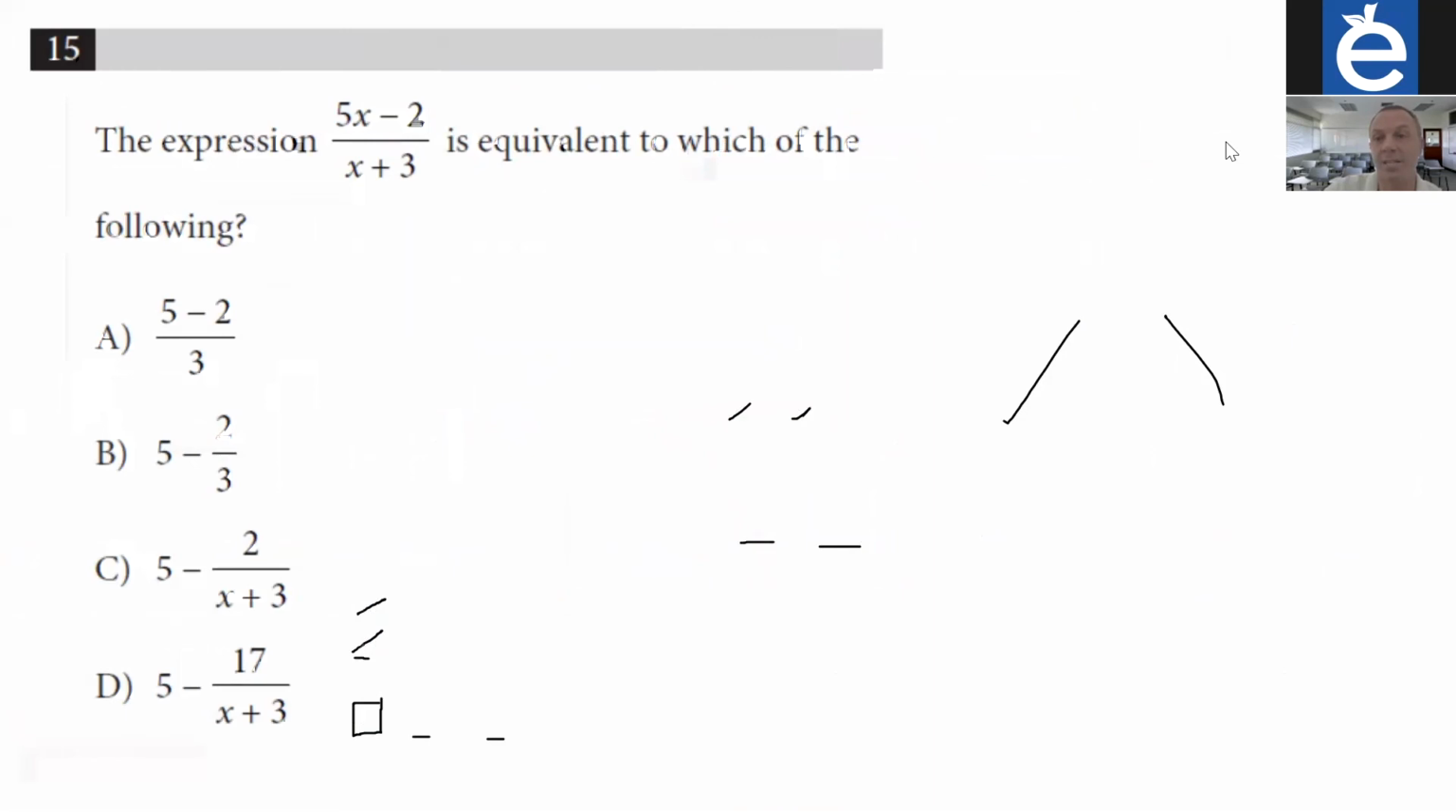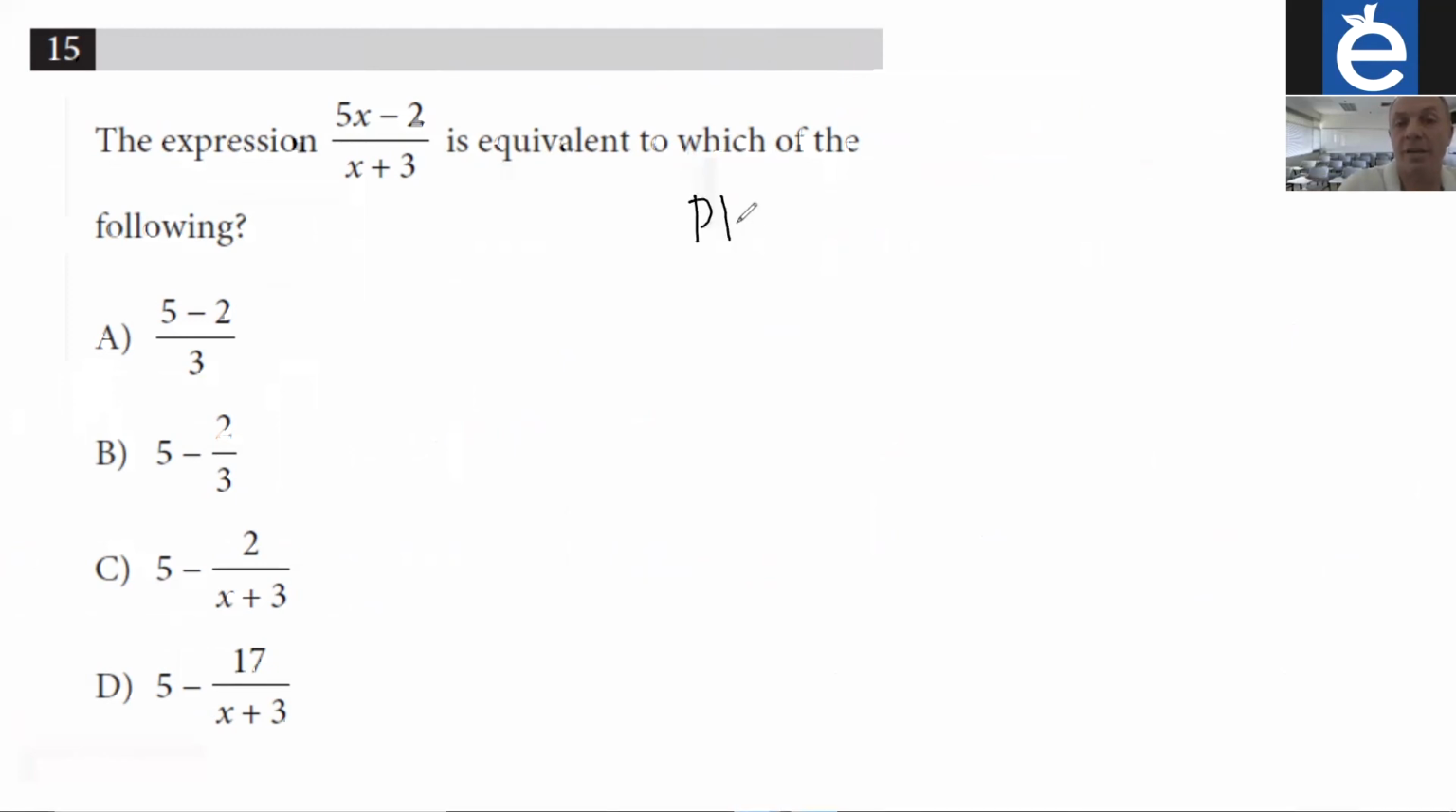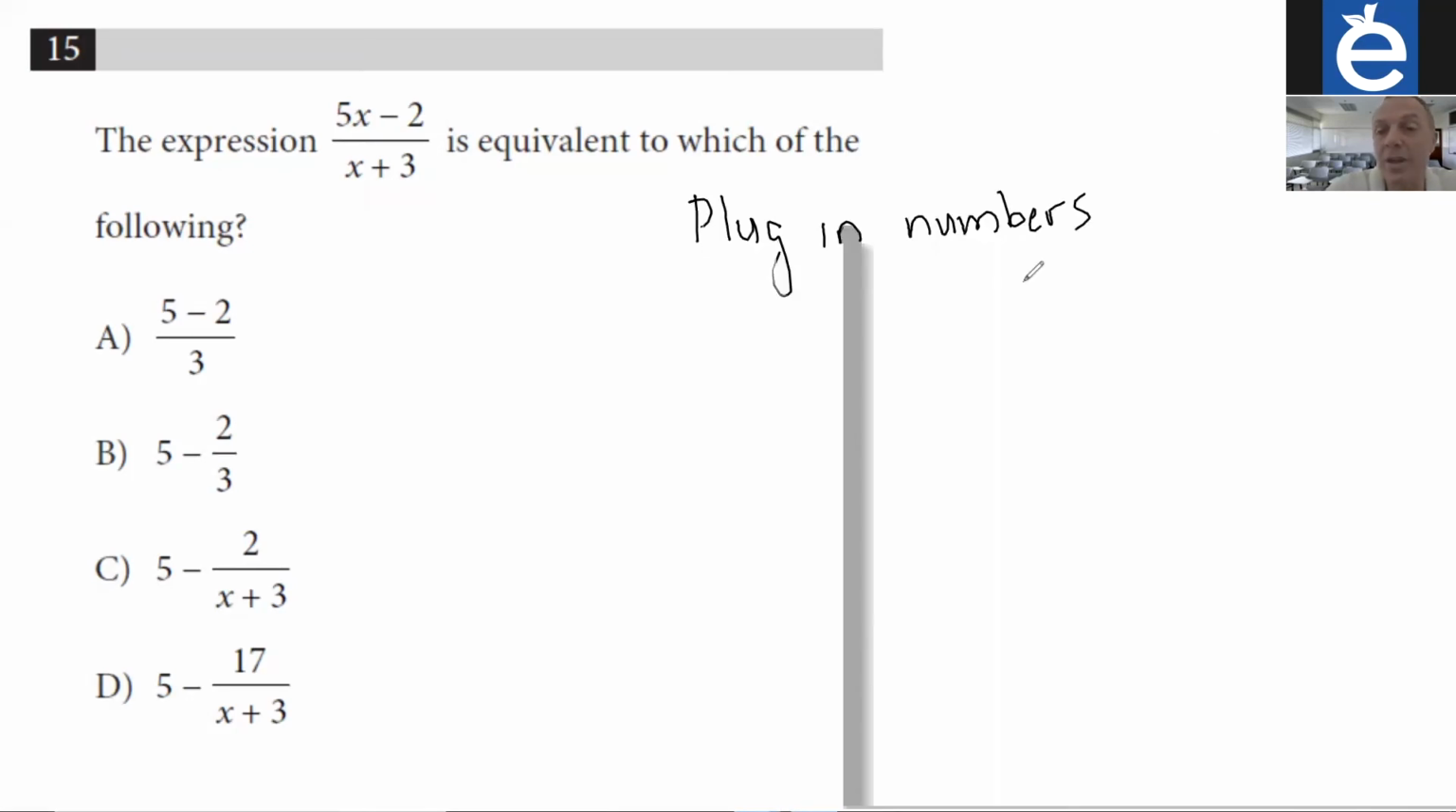Actually, this one I can teach you one other strategy, which is always good, which is basically picking numbers or plugging in values. So the expression 5x minus 2 over x plus 3 is equivalent to which of the following? You could do polynomial long division, all right? But just for today's lesson, I'm going to teach you how to plug in numbers. Here's the strategy. Stay away from 0 and 1. They have unusual properties and sometimes can be problematic.